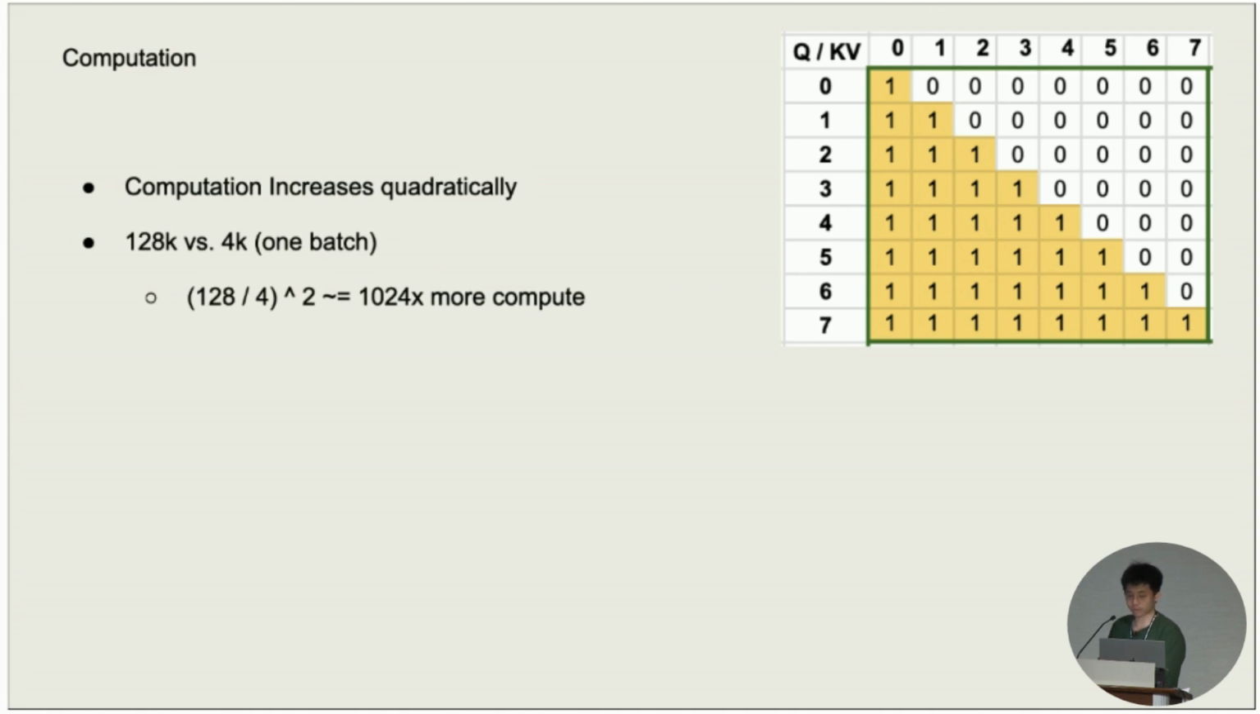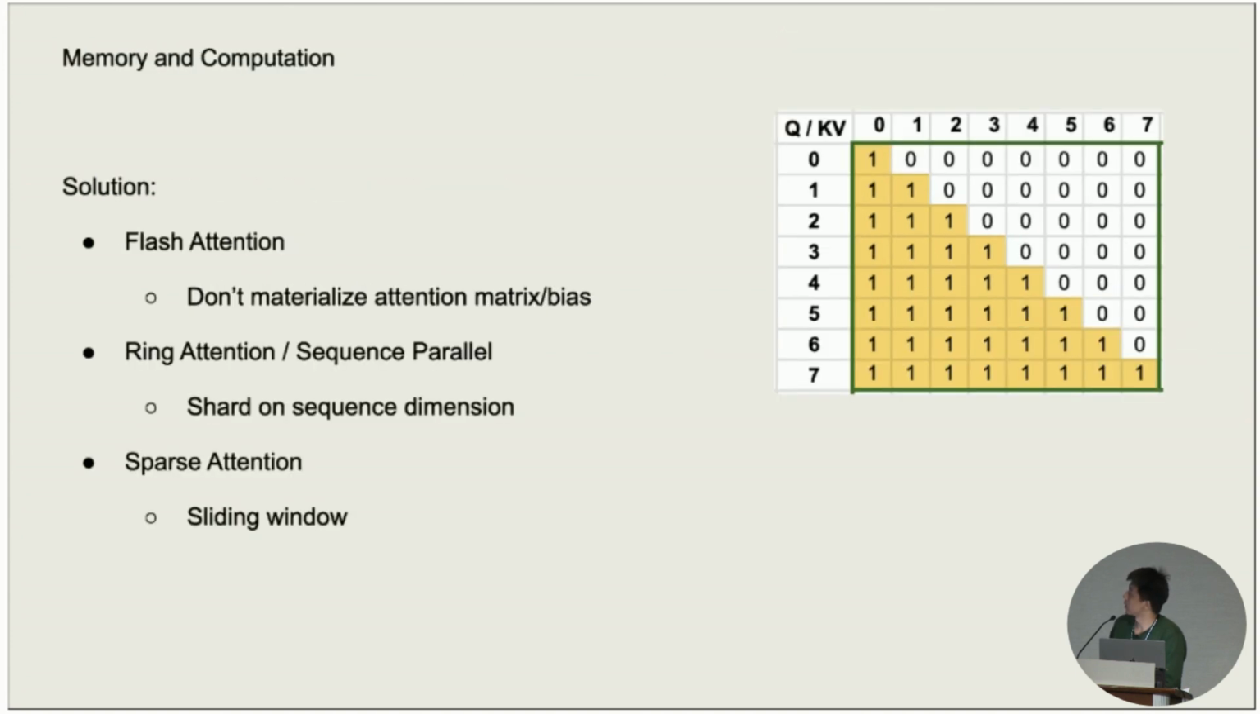So some of the solutions we currently have to solve this memory and computation bottleneck: first we have flash attention, which is kind of well known. The idea of flash attention is we don't materialize the attention matrix, or anything related to the attention, whether it's the attention matrix or the bias. This is well known, so I'm not going to go deep into details.